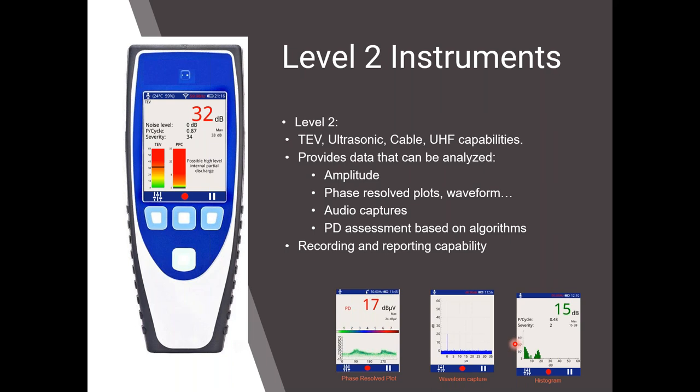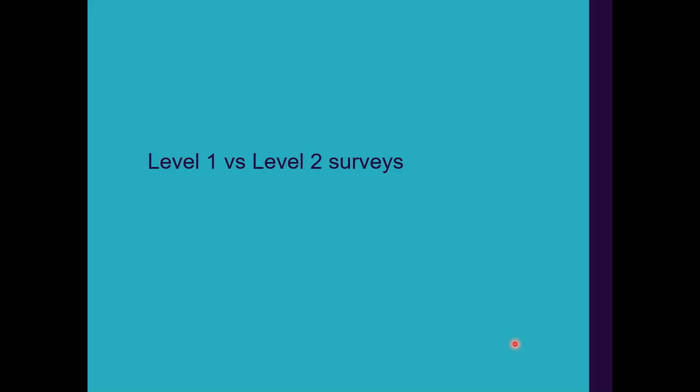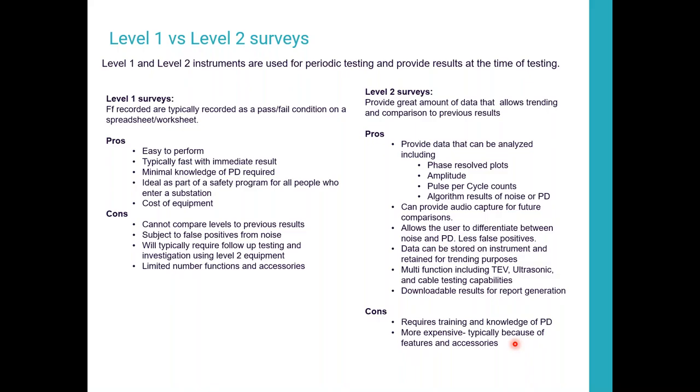And that's going to be one of your best tools of being able to trend over time your levels of PD. So just a comparison between the two. Level one is easy to perform, typically fast, minimal knowledge of PD required.